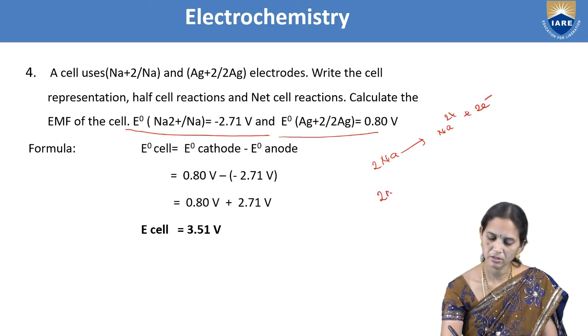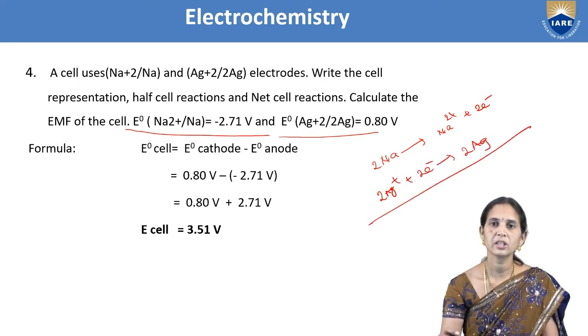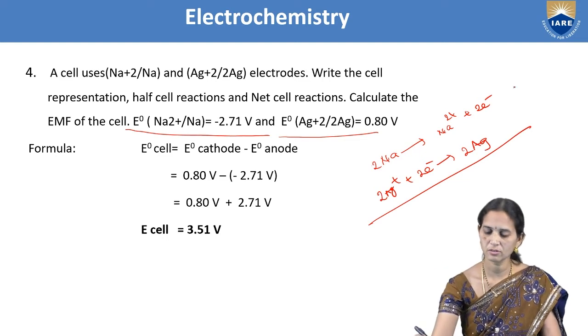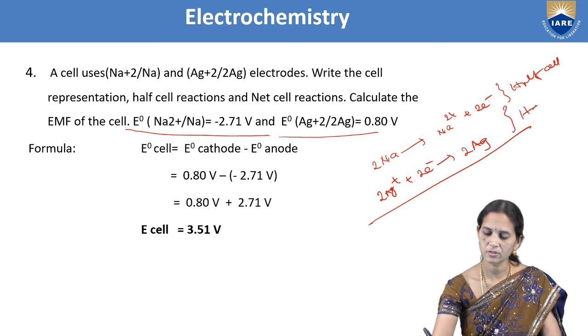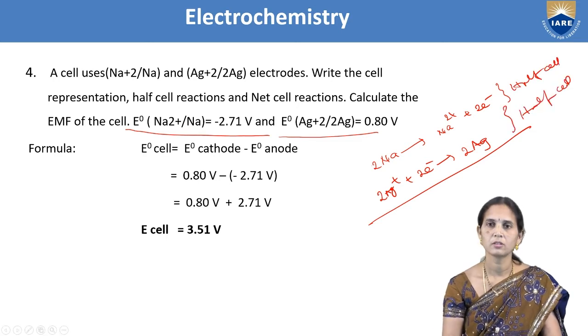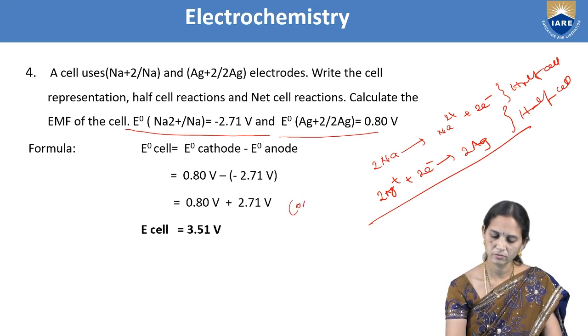And silver metal is undergoing reduction reaction. So we can write the total cell reaction. So these are the half cell reactions. This is half cell, and this is also half cell. So total cell reaction. I will write here oxidation, reduction.